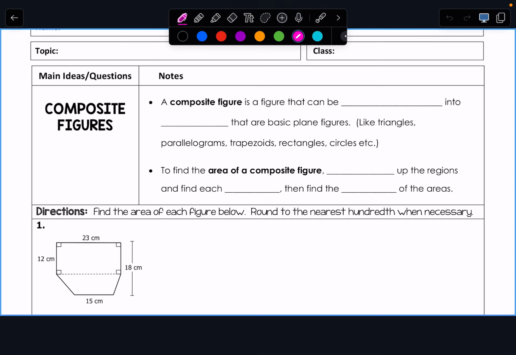Today we're going to focus on what we call composite figures, okay? Basically, we have a shape that can be separated into different regions that we then find the area of. So maybe we can slice it and we have a triangle and a parallelogram where we would find the area separately, and then what are we going to have to do to it? Okay. So we're going to divide up the regions. Like we're just going to separate them out.